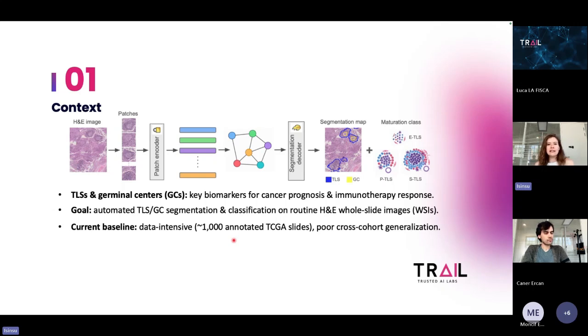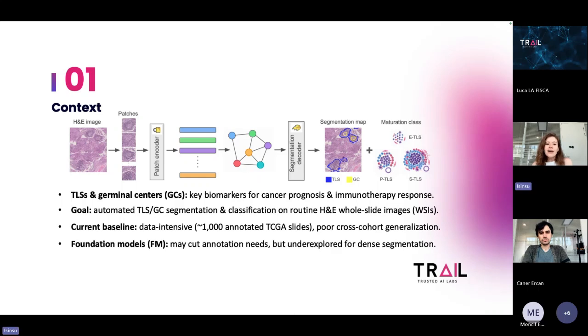The first one being its dependency on a large amount of manual annotations, and the second one, its limited generalization to new cohorts. So this project asks, first of all, whether pathology foundation models pre-trained in a self-supervised manner can do better in this task using fewer labels. Foundation models, as you all know, have reshaped many other domains, but they are underexplored for dense segmentation tasks. So we want to understand if they can be useful in that regard.